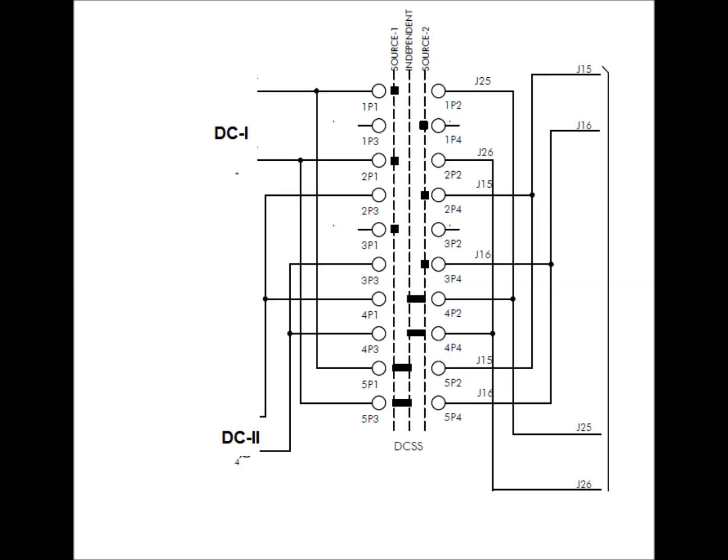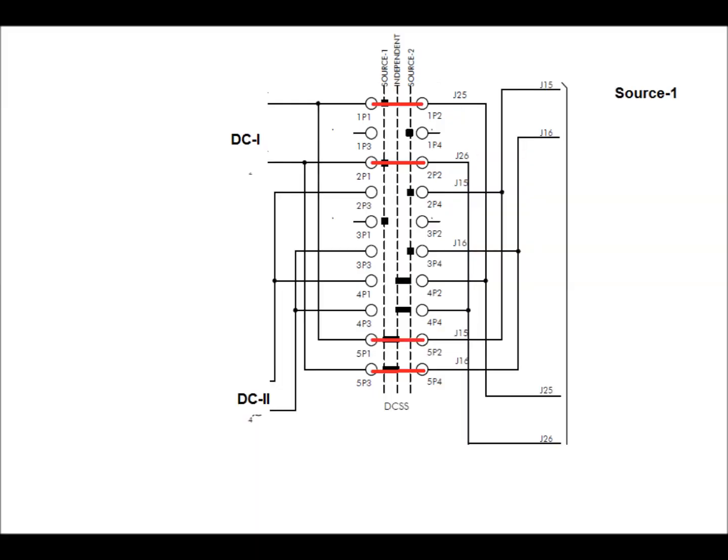If you select source 1, then only DC source 1 will be selected in the output section. If you put the switch in the independent position, then source 1 and source 2 selection will be taken as per this diagram, that is, J15 and J16 will come from the DC1 source, and J25 and J26 will come from the DC2 source, and for the source 2 contact only there will be source 2 input.